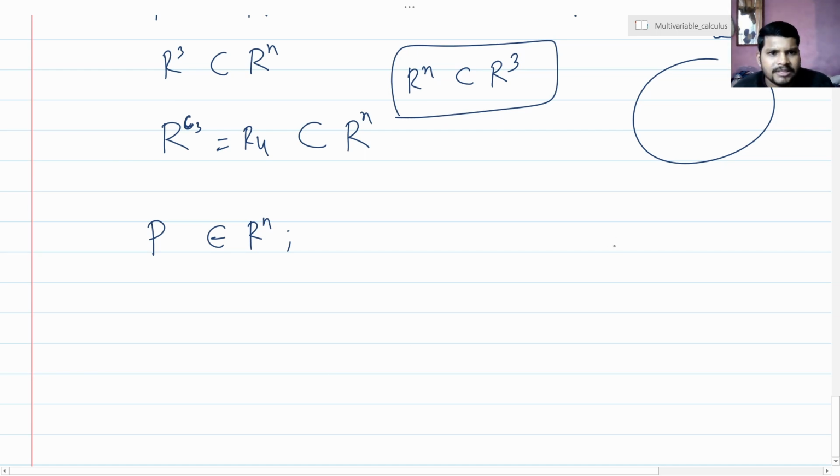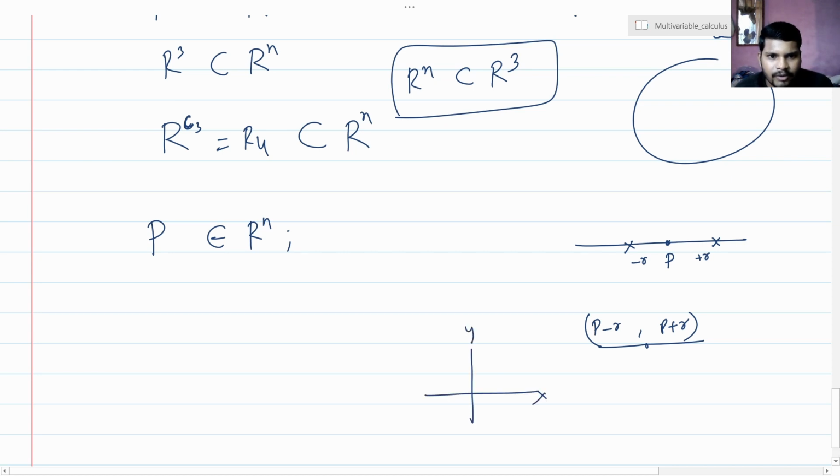Now we can obviously define some neighborhood of this point P. For example, in one dimension, the neighborhood would be an interval. Let us say P is at the center, then we have minus r on one side and plus r on the other. So I can say P minus r and P plus r are the two endpoints. Now in 2 dimensions, it becomes x and y. Let us say this is point P, so it now becomes a circle.